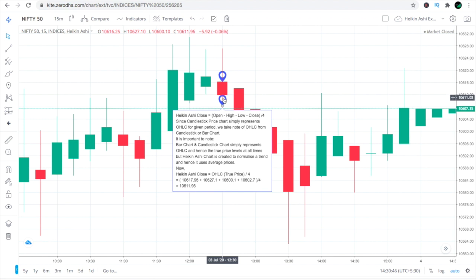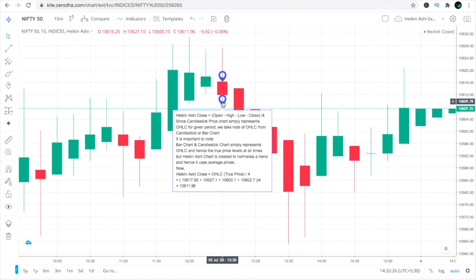Heikin-Ashi close is calculated by simply adding the open, high, low, close and dividing it by 4. If it's this simple, what is the confusion all about? The confusion is: what is the open, high, low and close? The open, high, low, close is of the actual price and not the average price that the Heikin-Ashi shows. What do we mean by that?